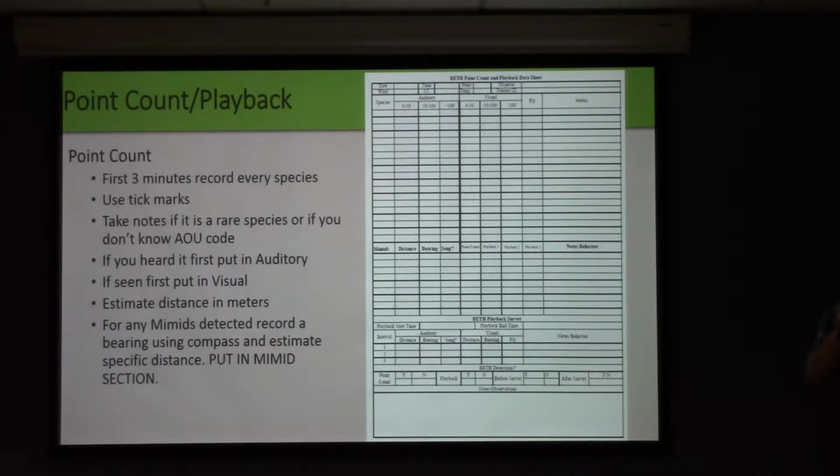Are you guys familiar with AOU codes? The 4-letter banding codes, yeah. Yes, they should be familiar with them. It's usually the first 2 letters of the species' first name and the first 2 letters of the last name, like Bendire's Thrasher, BETH. If you don't know an AOU code for something, and there are some weird ones out there, just put it in the notes down here. Like if you saw a tree swallow and you don't know the code, put whatever you think the code is down here and write tree swallow next to it. Just make sure I know what you're talking about.